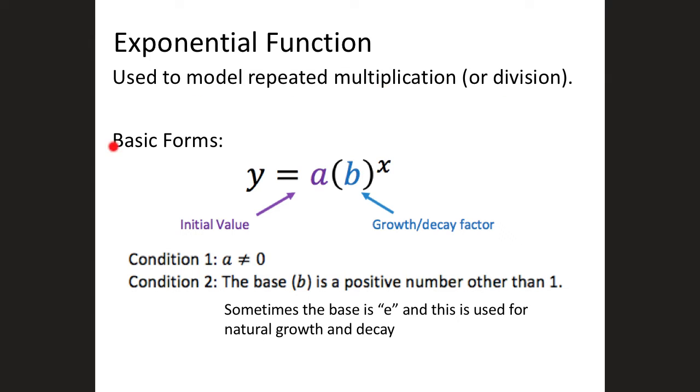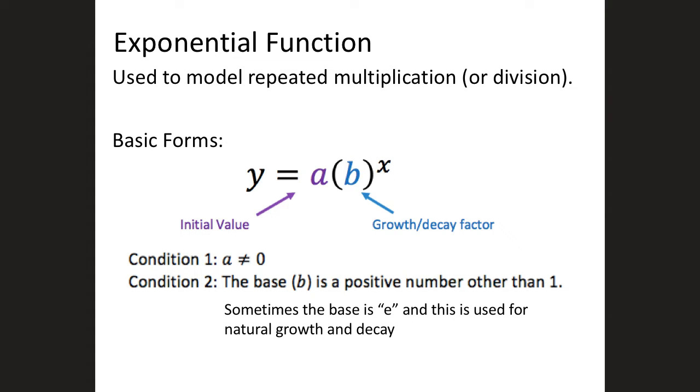The basic form of an exponential function is y equals a, which is our initial value, times b, which is our growth or decay factor, our multiplication or division, to the x power. We use an exponent to show that this multiplication is happening repeatedly x number of times.